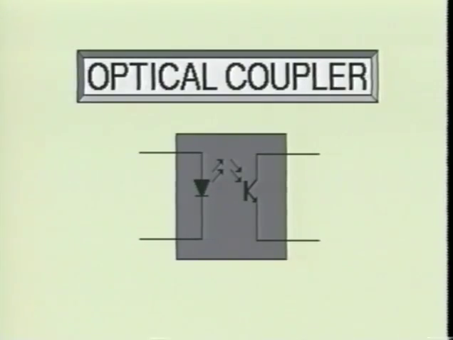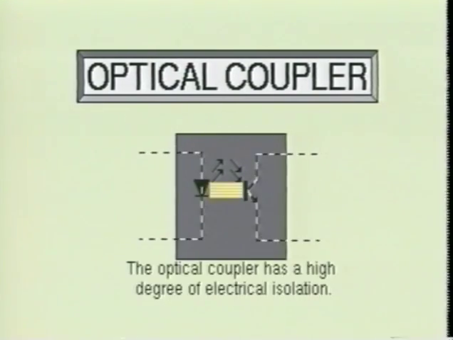Here we see an optical coupler. The optical coupler is simply a phototransistor and light-emitting diode combined in a single IC package. When current flows in the diode side of the device, the emitted light is directed toward the phototransistor's base area, which causes current to flow in the transistor.